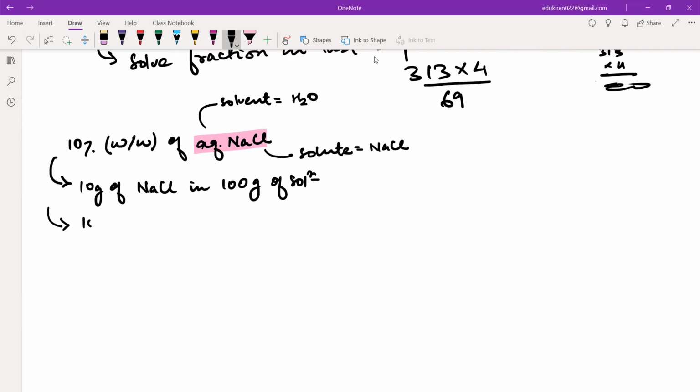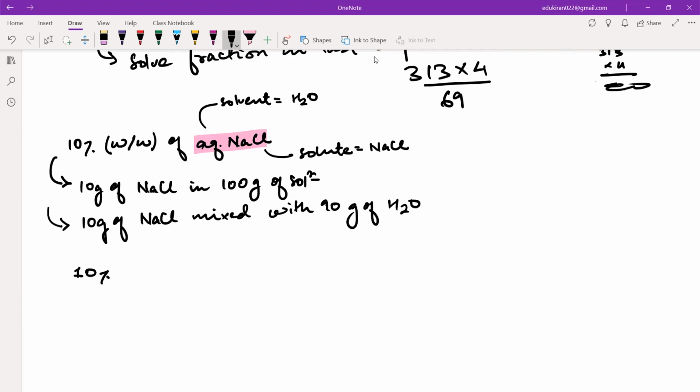Another translation will be from chemistry to English. It will be 10 gram of NaCl mixed with 90 gram of H2O, that is water. Is that right? Yes or no? Please tell me. Yes, sir. No difficulty?